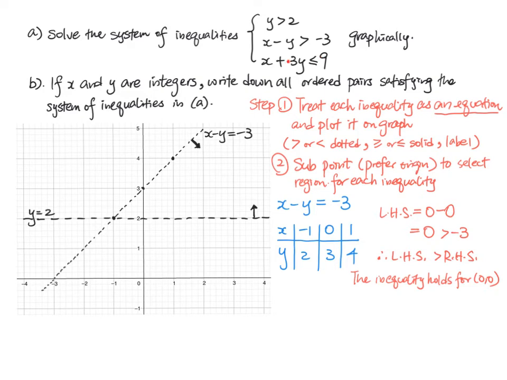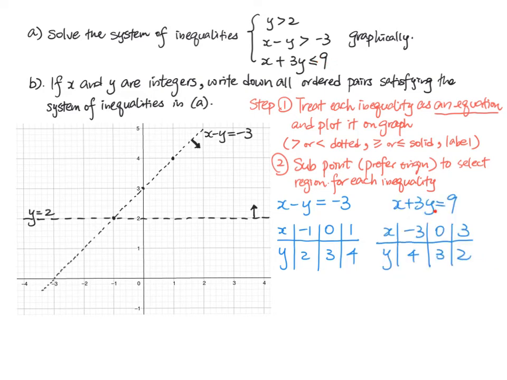Now let's move on to this one. We are going to graph x plus 3y equals 9. And because this time it's less than or equal to, we are going to put a solid line. Step 2, again, we choose (0, 0). This part is what we wanted. And by the way, if it doesn't work, then the opposite side is what we wanted. So again, the origin (0, 0) gives less than 9, so we wanted this part of the world.